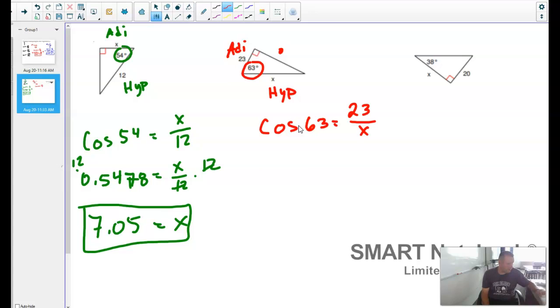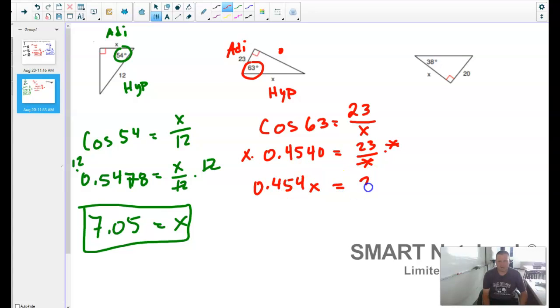This is cosine 63 again. Type that in. I get 0.4540 is what I have here. And then that equals 23 over x. Now this is where this changes a little bit. I would still times by x, guys. Get rid of your fraction. Okay, and what that gives me is 0.454x equals 23.